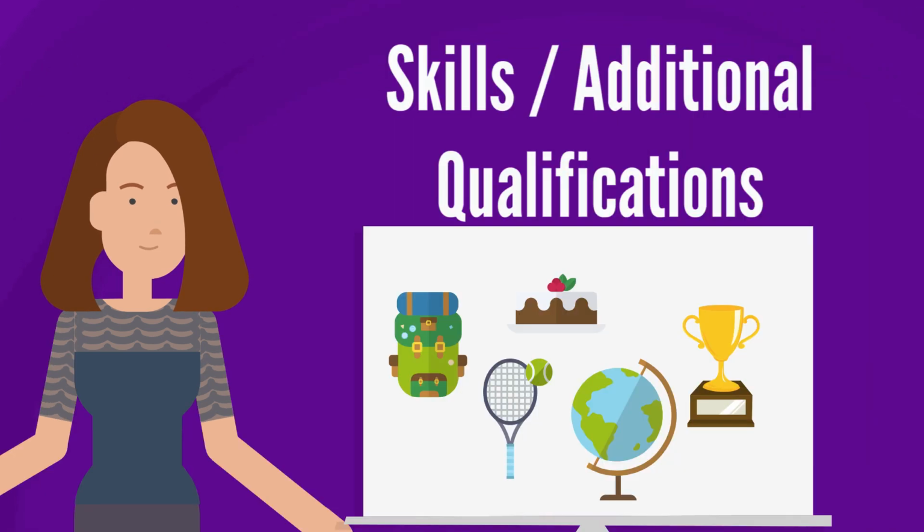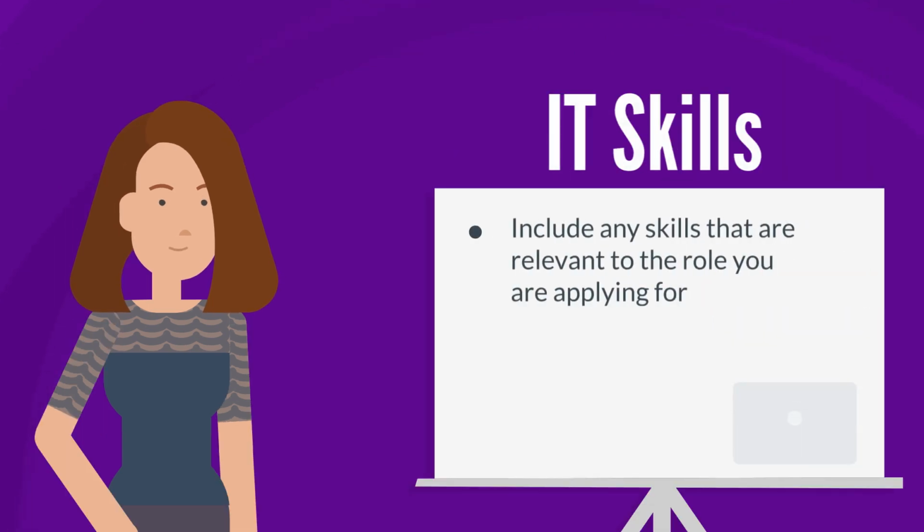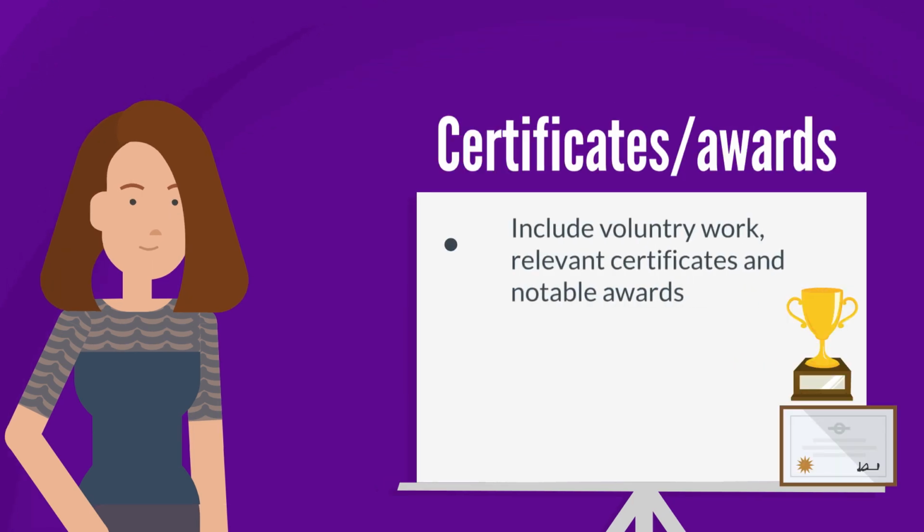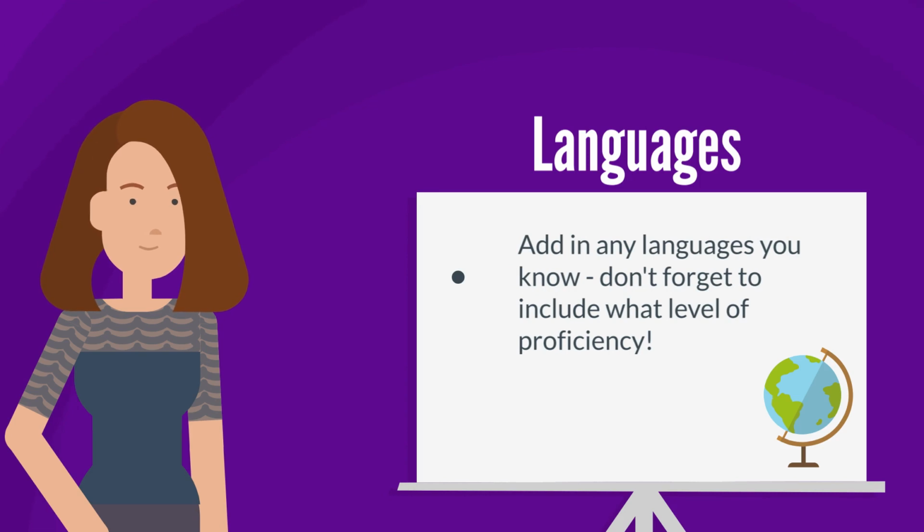You can also include a skills or additional qualification sections, as it will give you a chance to highlight any foreign language skills, computer skills, or any other skills that you've gained from your experiences that are relevant to the role that you were applying for. So in IT skills, be sure to include any particular skills that are relevant to the role you're applying for. This may be a particular software or programming language, and it's important to highlight it here. You can also have a certificates and awards section where you can include any relevant certificates and notable awards. If you are including language skills, do include the level of competency. The reader will need to know whether you're fluent, native, or conversational.